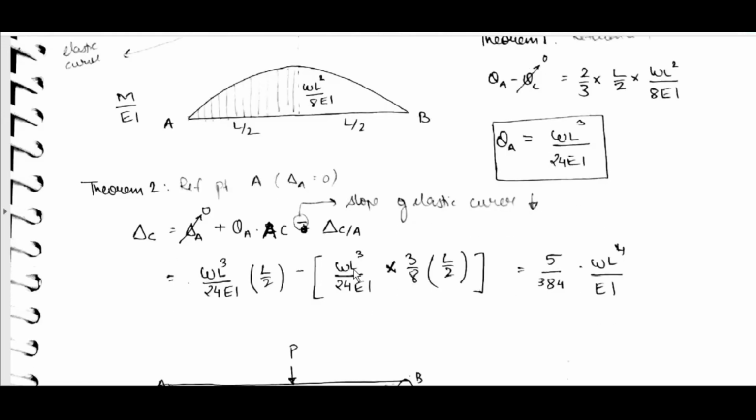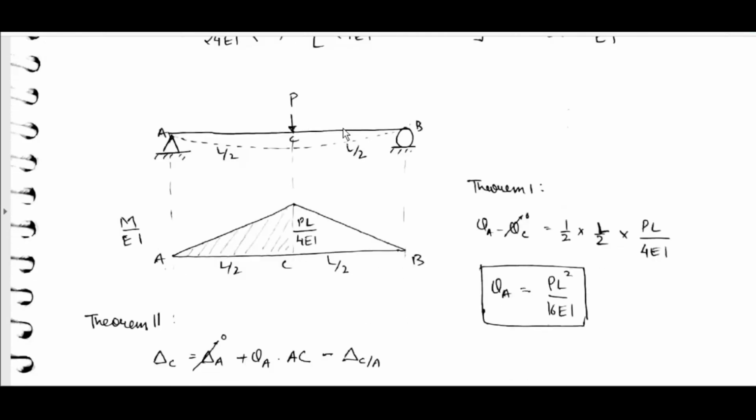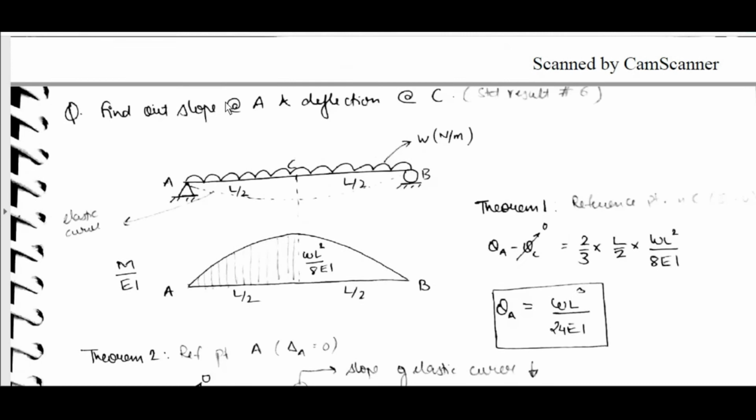Theorem 2, reference point A, delta A is equal to 0. Delta C is equal to delta A, which tends to 0, plus theta A into AC minus delta C by A. Slope of elastic curve decreases: it is WL cube by 24EI into L by 2 minus WL cube by 24EI into 3 by 8 into L by 2, which is equal to 5WL power 4 by 384 EI. Like that, they are using the above equations.